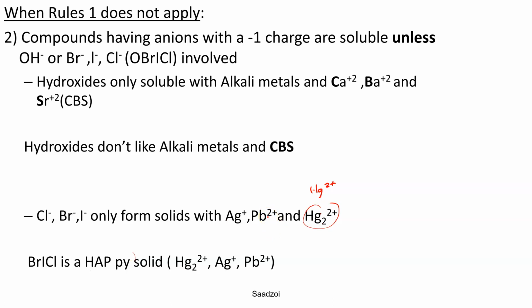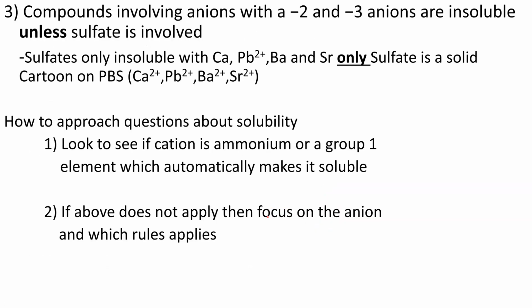Please don't confuse them. All right, compounds involving anions with a -2 or -3 charge are insoluble. Pretty much all of them are insoluble. So if you see a -2 or -3, you're going to say insoluble. The only time you look at it carefully is if it's sulfate. Because sulfate's weird. Instead of always being insoluble, it is almost always soluble. So it's a flip-flop. When are sulfates insoluble, like the rest of the -2s and -3s? The only time they're insoluble is with calcium, lead 2, barium, and strontium. The rest of the time, they're not.